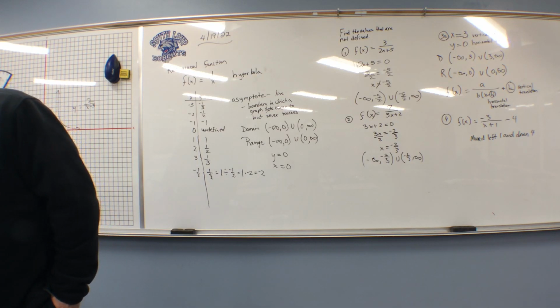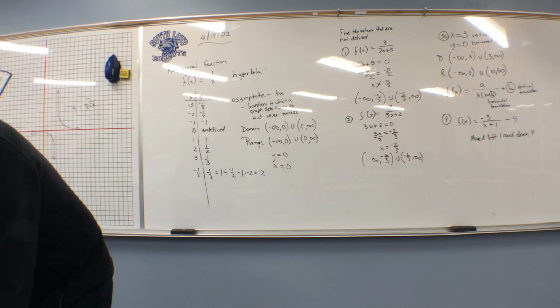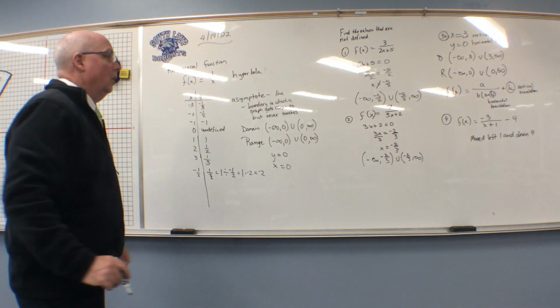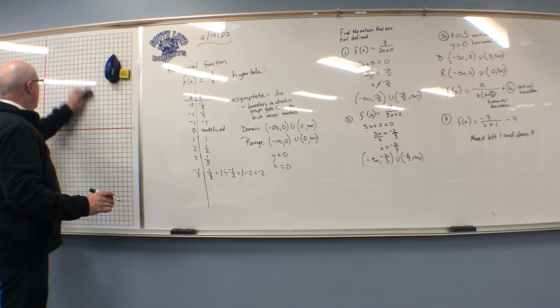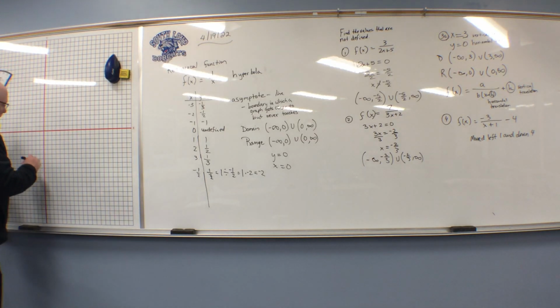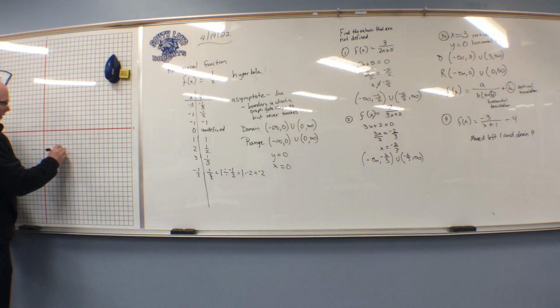Tell me where the asymptotes are on 3B. It would be x is equal to -4. Hopefully they can still see this. All right, so Joey, one of the asymptotes is at x = -4, okay?